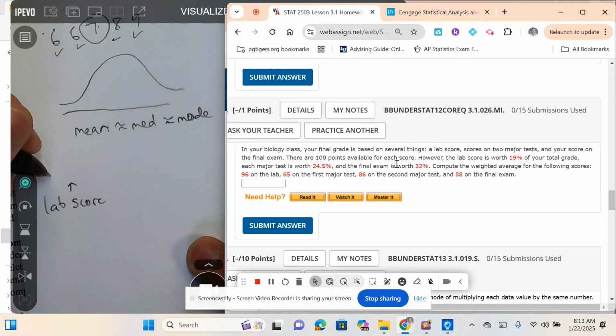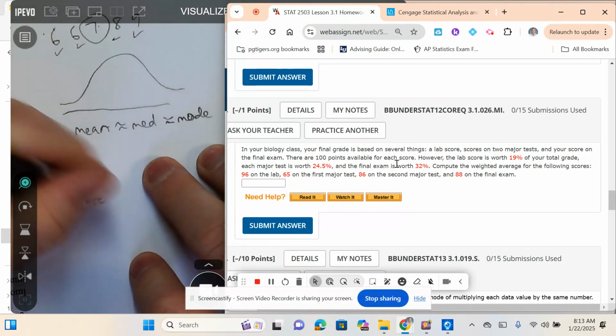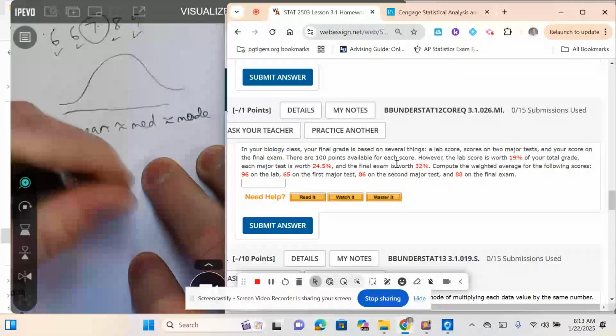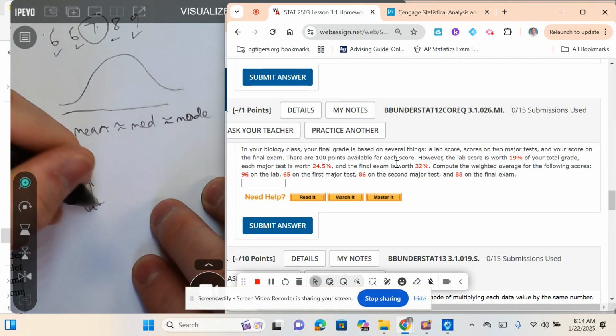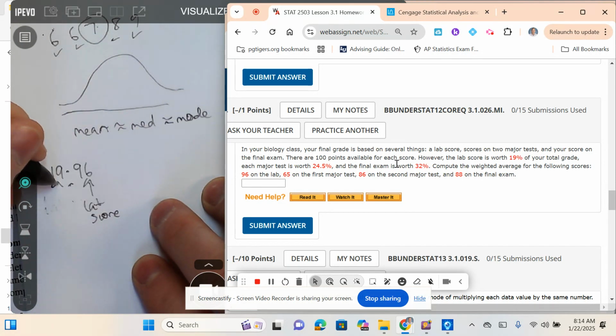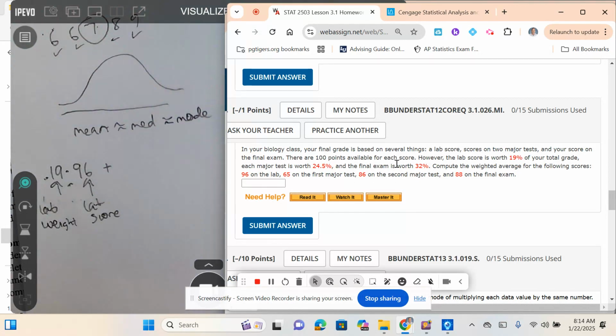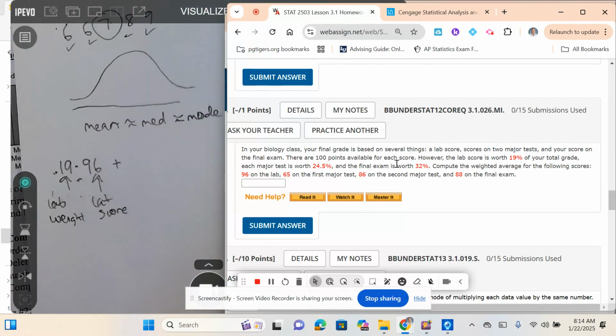You're going to take the percent as a proportion. So 19%, you're going to convert that to a proportion. So 0.19. And you're going to multiply this by your lab score. So my lab score was a 96. All right, let me rewrite this. So the 96 is your lab score. You got lab score, and then this is the weight, lab weight. What I mean by that is that's how much it's weighted. Plus, now we're going to add to it the other components.